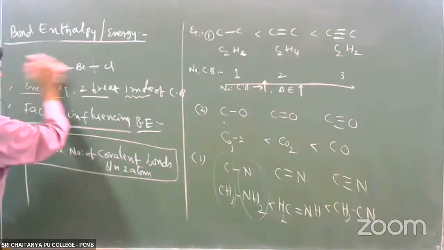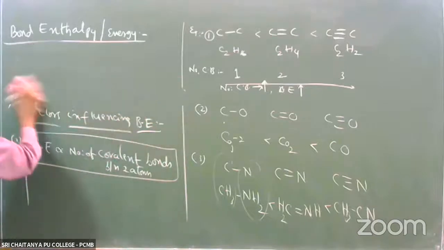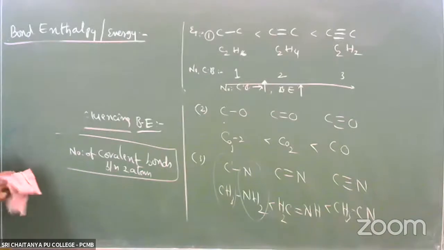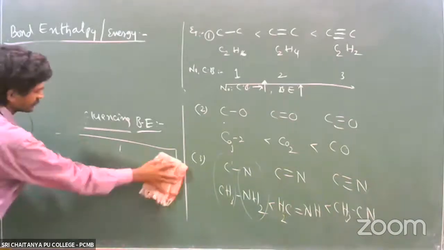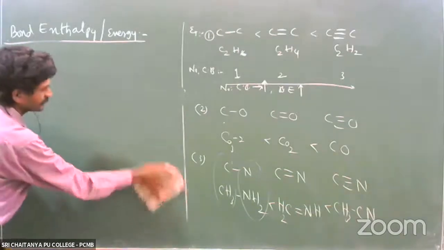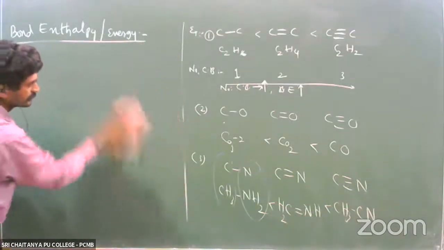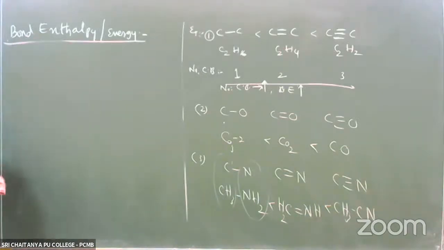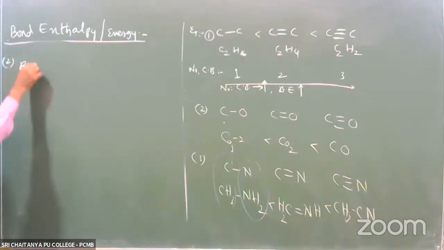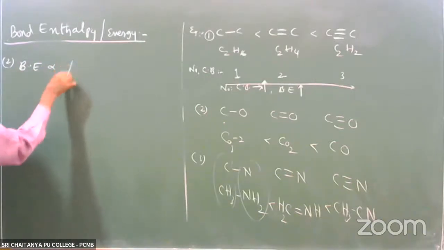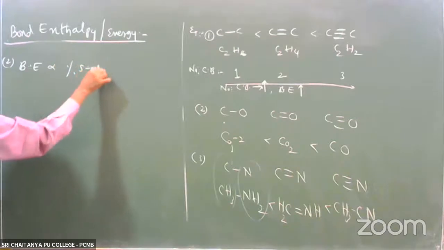Next one. Another factor, the second factor: bond energy is directly proportional to the percentage of s orbital character.